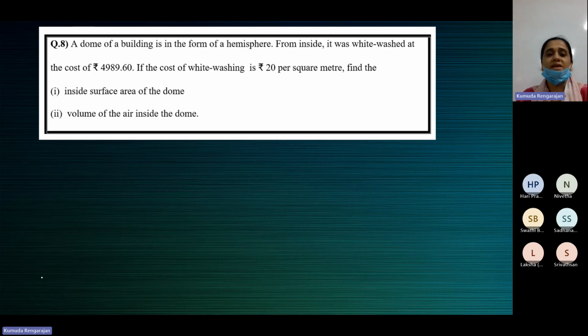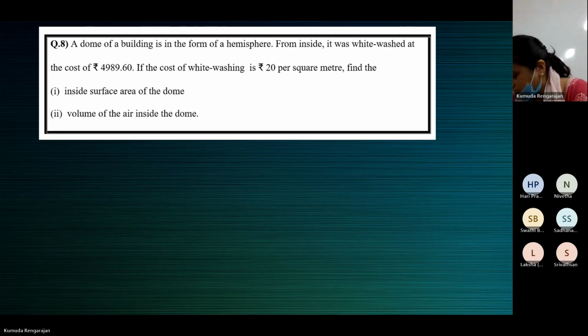Do this now. This is a test. All of you do this. You can take down the question if you want. As I told you, I'll be sharing all the images on WhatsApp tomorrow. Yeah, please work this one.